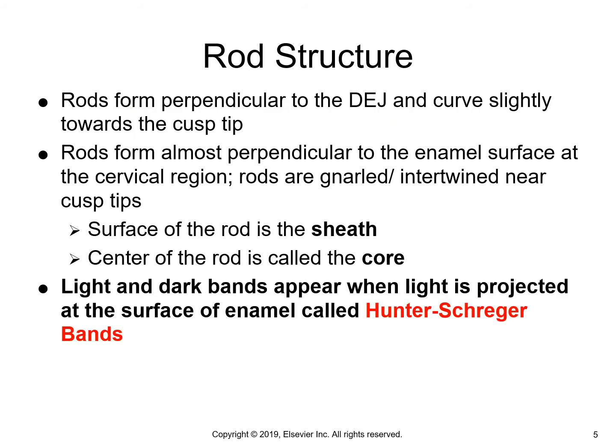The rods form perpendicular to the DEJ and curve slightly towards the cusp tip of the tooth. They form almost perpendicular to the enamel surface at the cervical region and are more gnarled and intertwined up near the cusp tips. The surface of the rod is called the sheath, and then the center part is called the core. There are light and dark bands that appear when light is projected at the surface of enamel, and those light and dark bands are called Hunter-Schreger Bands.